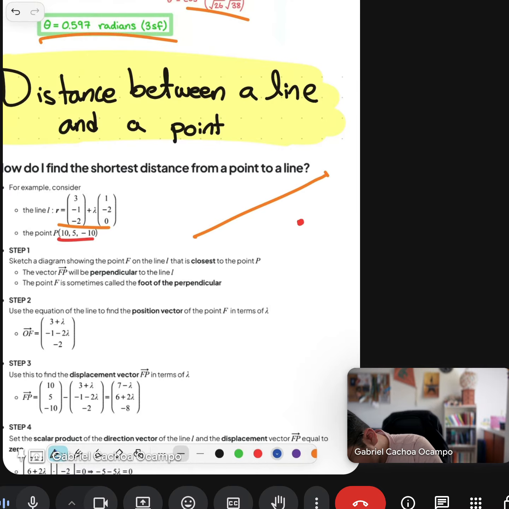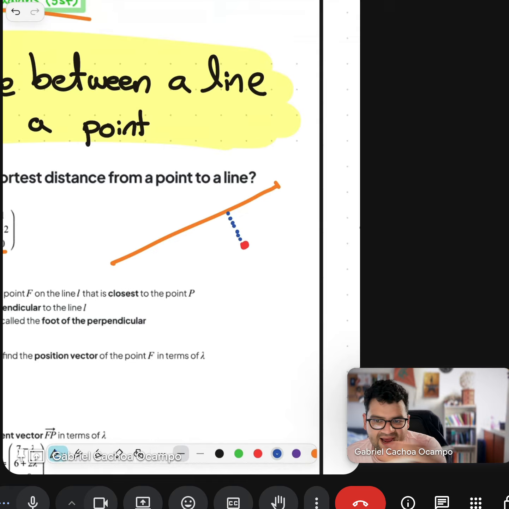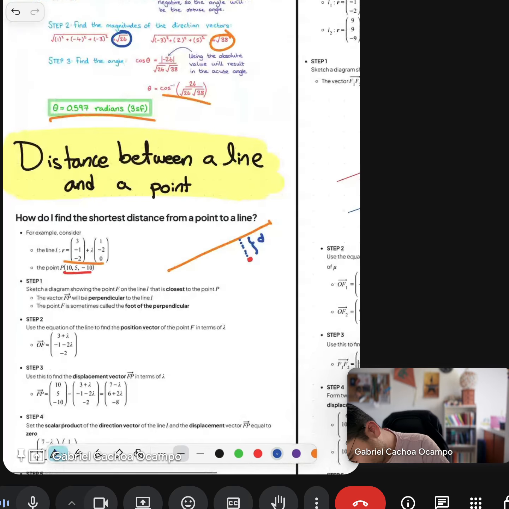And I want to find the distance between the line and a point. I love this type of problems because, for example, if you have an airplane flying and you have a house nearby, what is the closest distance that the airplane is gonna fly to the house? We're looking for this distance. Okay, so what do we do?